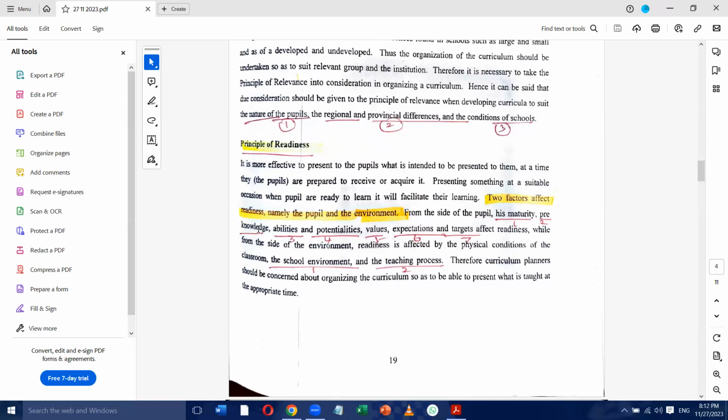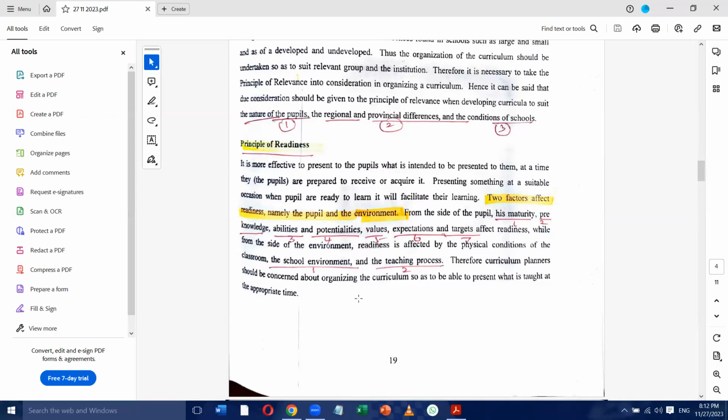Two factors affect readiness, namely the pupil and the environment. So these are the two factors that affect the readiness of the principle of readiness. From the side of the pupil, maturity, right? Pre-knowledge, abilities and potentialities, values, expectations and targets affect readiness. While from the side of the environment, readiness is affected by the physical conditions of the classroom, school environment, and the teaching process. Classroom and the school environment can be considered one matter, or you can have them as two different things.